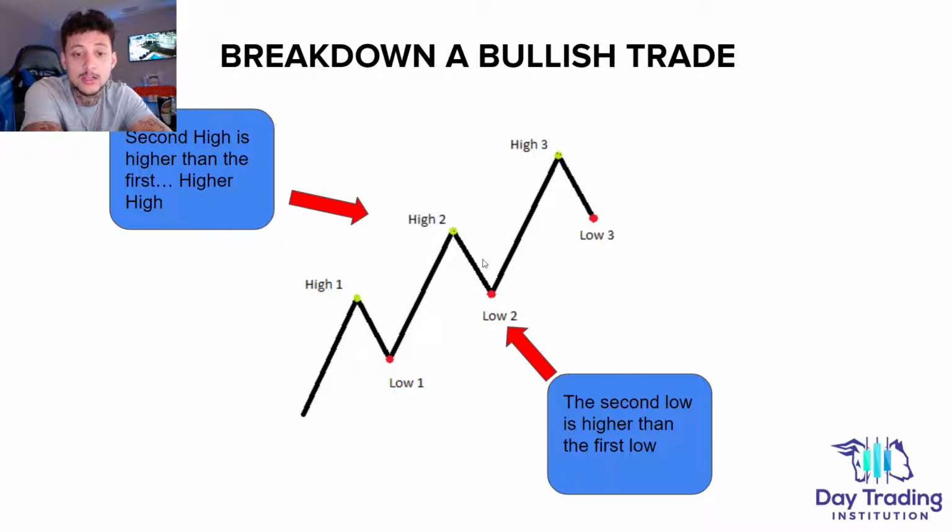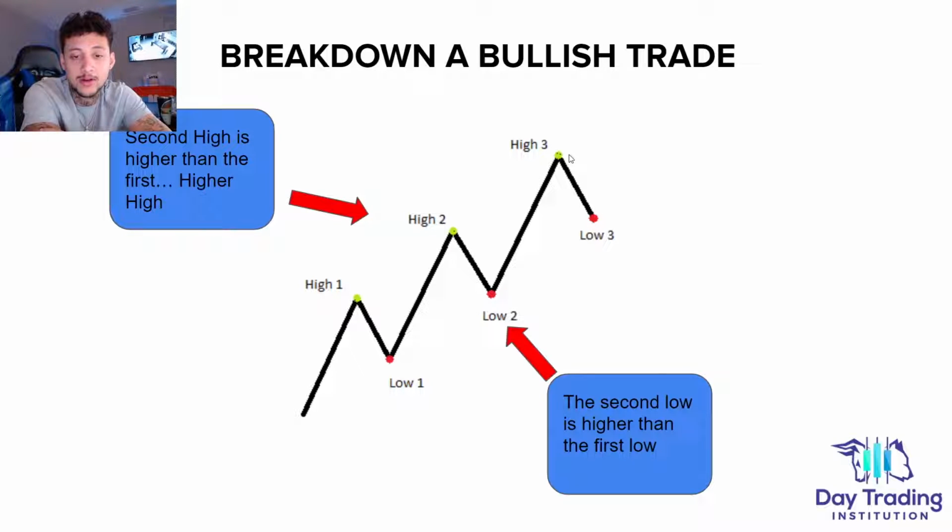And again, this is going to be considered a higher high because this high is higher than the first high. This is going to be considered a higher low because this low is higher than the first low. And how typically you'd want to trade a bullish trend is you're trying to identify where you could potentially look to get in on the next higher low point, right? Again, we want to buy at a discount, right? So if we look at low number 3, this is where we would want to buy.